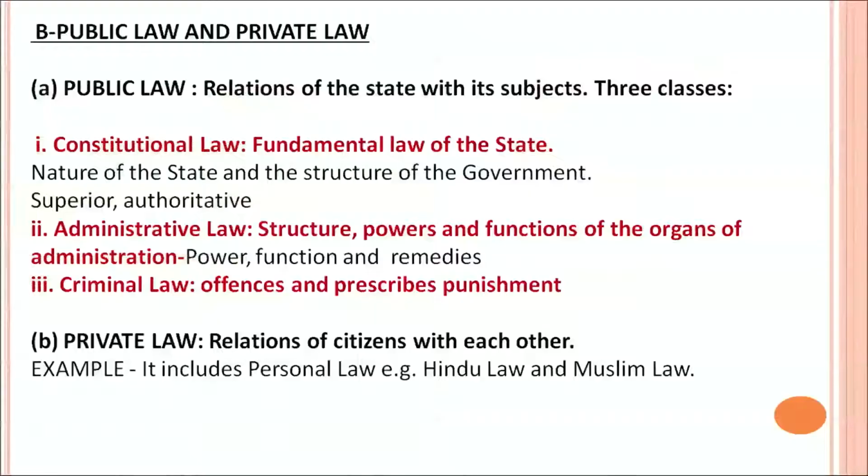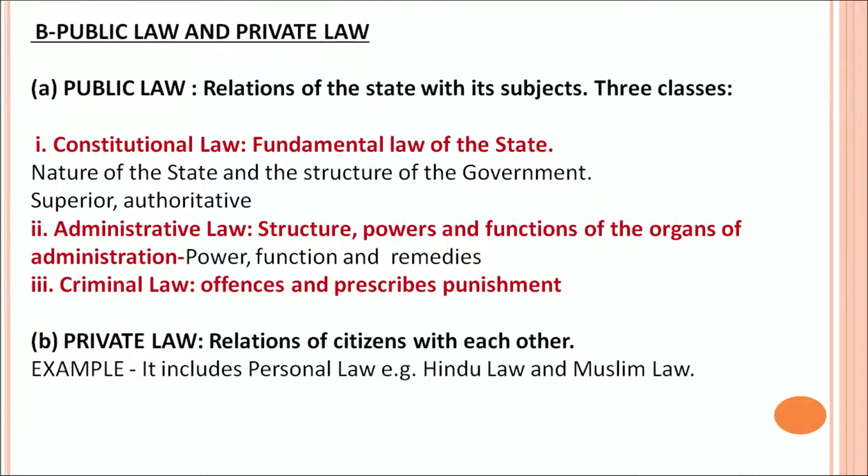The third category of public law is the criminal law. It prescribes the do's and don'ts in the society, that is, what are the offenses which are not tolerable by the society, and also prescribes certain punishment which will be meted out to a person in case he is found guilty of flouting any of the offenses which are prescribed in the criminal law.